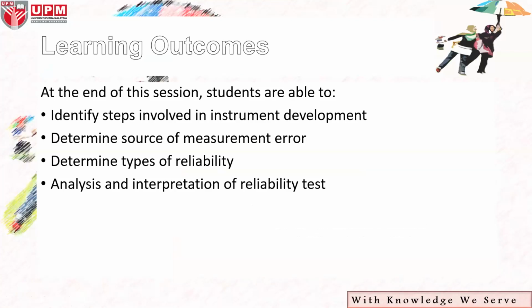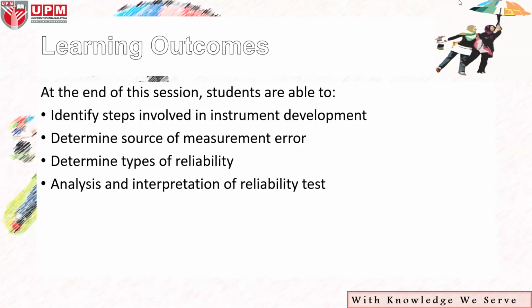Okay, so next one, this is our LO. At the end of the session, students are able to identify steps involved in instrument development. If let's say you are interested to develop an instrument, developing an instrument can be a full research topic by itself. For example, you want to develop a new instrument to measure job performance. Just to measure job performance, it can be a PhD thesis or a master's thesis by itself. No need for you to study the relationship between variables to come up with one thesis.